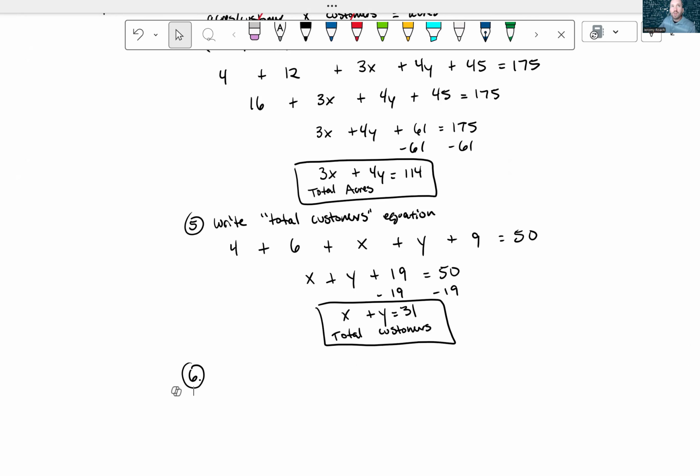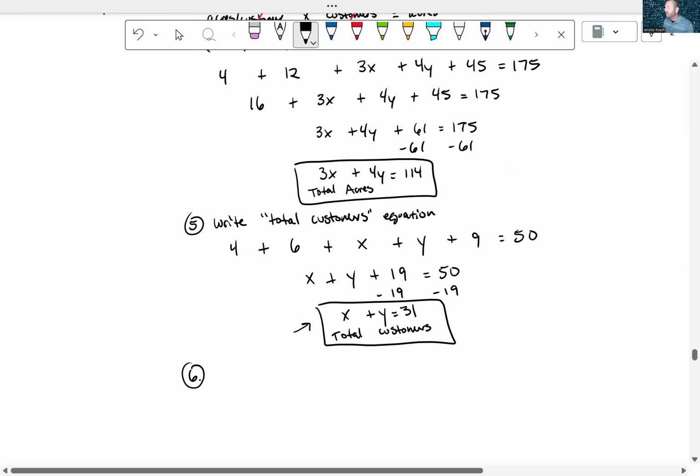So what we're going to do first is solve for either x or y in either one of these equations. I'm going to choose this equation because it's the most simplified equation that we have so far.